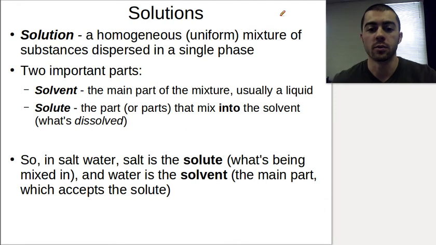Alright, in this lesson we're going to talk about solutions. So what a solution is, it's a homogeneous mixture, and this part is important, that it's homogeneous, meaning that it's all uniform, it's all mixed together evenly. So it's a homogeneous mixture, and we've talked about what mixtures are before, just two different substances mixed together that are not chemically combined but are just physically combined, of substances dispersed in a single phase. So this is important too, that it's a single phase.